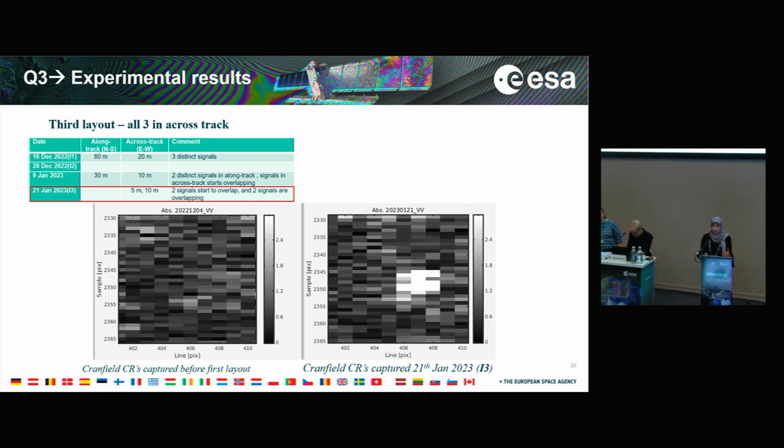And in the third layout, we put the 3 corner reflectors only in across track direction, kept the central one, put one of them with 5 meter distance and another one with 10 meter distance in opposite direction. If we look at the image I3, which is acquired after the third layout, we can see the signal of this corner reflector is overlapping.